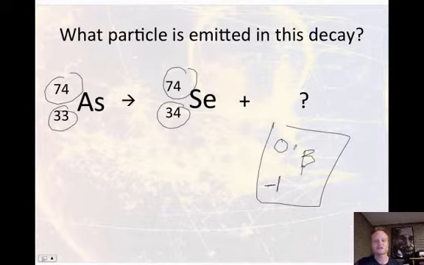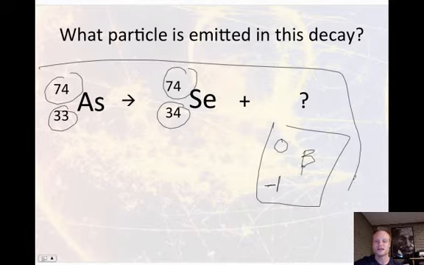Basically that is what you need to be able to do on the final exam. They're going to give you something similar to this, and you just need to be able to balance the equation. Like I said, it's not so important that you remember beta particle, gamma particle, alpha particle, any of that. It's being able to do exactly this, balancing an equation.